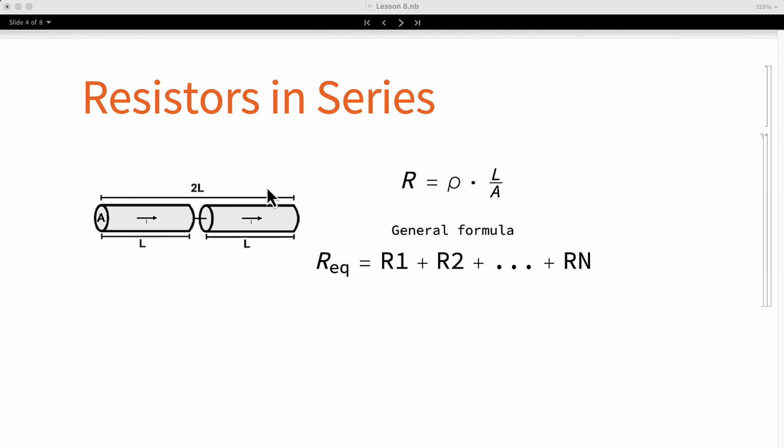One important aspect to consider is that the same current flows through both conductors. In this case, it is represented by the symbol I. But what happens when the conductors have different dimensions or are made of different materials? In such case, we can use the general formula that tells us the equivalent resistance of two resistors in series, and that's simply the sum of both resistors. For multiple resistors, we can sum the resistance values of all the components.